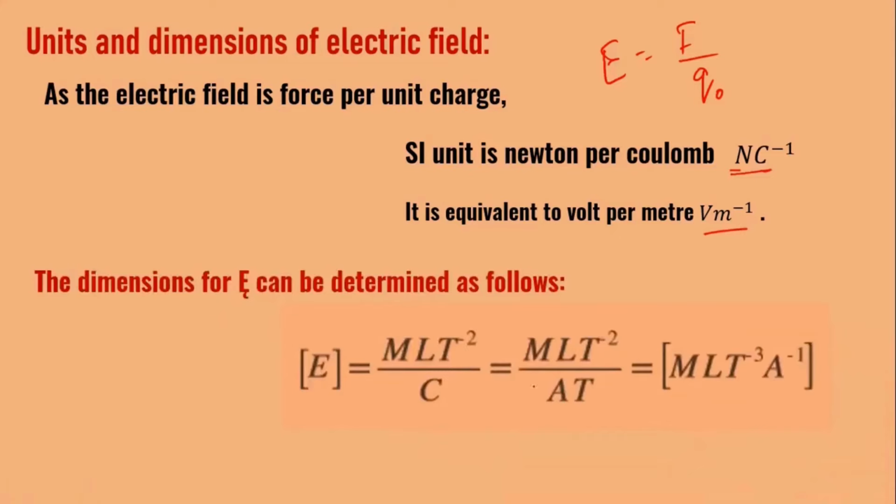Now, for the dimensions of electric field, electric field is force per charge. That means MLT minus 2, which is the dimensional formula of force, divided by the dimensional formula of the test charge, Coulomb. So on solving this, we will get MLT minus 3 A minus 1 as its dimensional formula.